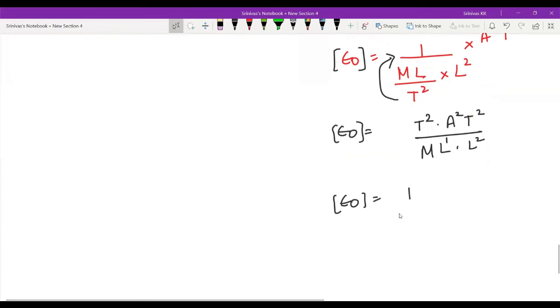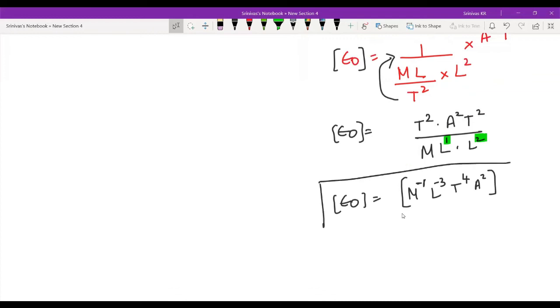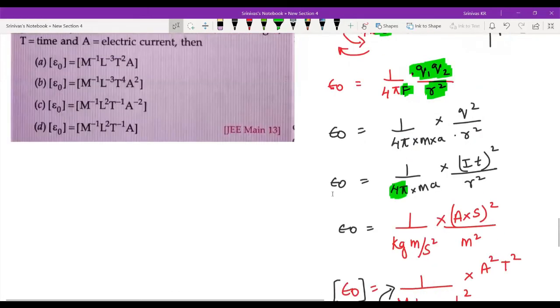So if this goes to the numerator, M to the power of minus 1, and this becomes L to the power of minus 3, because 1 plus 2 is 3, and going up makes it minus. Then T to the power of 4, A squared. So this will be the dimensional formula. So let us see which option matches: M to the power of minus 1, L to the power of minus 3, T to the power of 4, A square. Yes, we have the second one. This is the final answer.